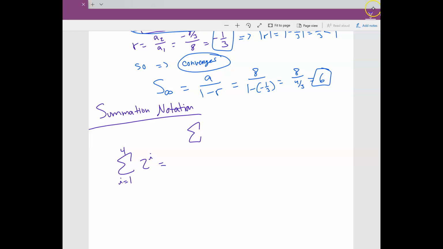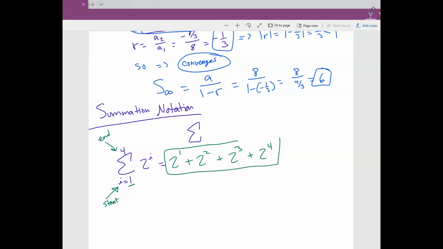Well, the bottom thing tells me when I'm starting, so I'm starting at 1. And this one tells me when I'm ending. I'm ending at 4. The first number I plug into i is this 1, so I get 2 to the first power. The summation just means add. So now I add the next number, after 1 is 2, so 2 to the second power. Not at 4 yet, so I add the next number, 3, which is 2 to the third power. Then the next one, 2 to the fourth power, and then I end. So this is my first, second, third, and fourth term. This is how we write out the series.